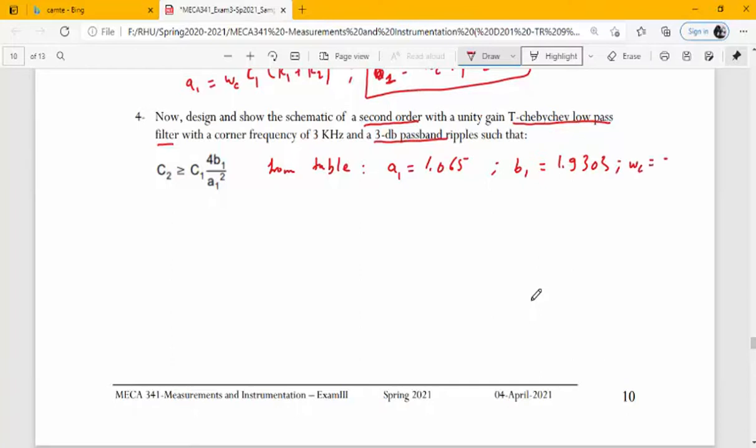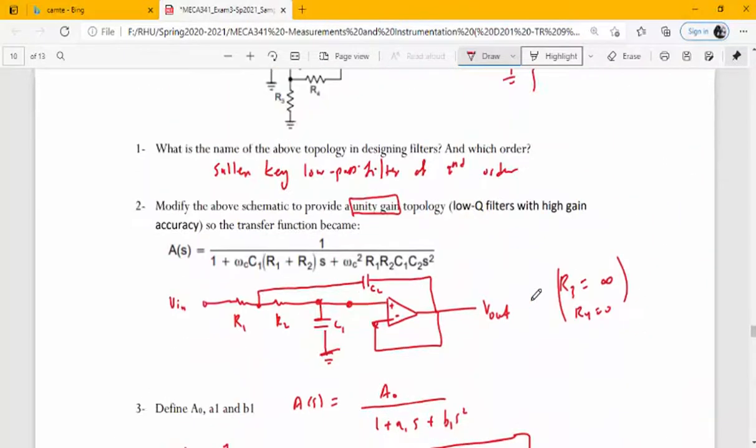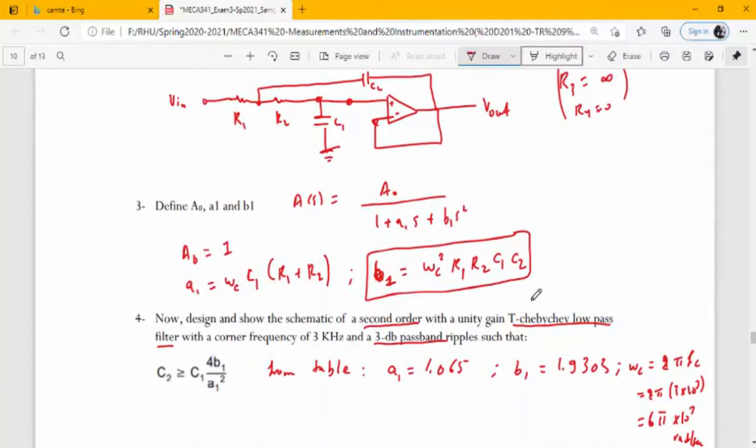Alright, and we are given the cutoff frequency. The angular frequency is equal to 2 pi fc, therefore this is equal to 2 pi times 3 times 10 to the power 3, which is 6 pi times 10 to the power 3 radians per second. In order to do so, we need to find the resistors and the capacitors of the Sallen-Key.